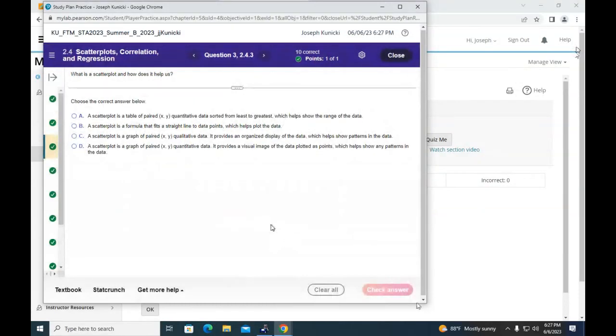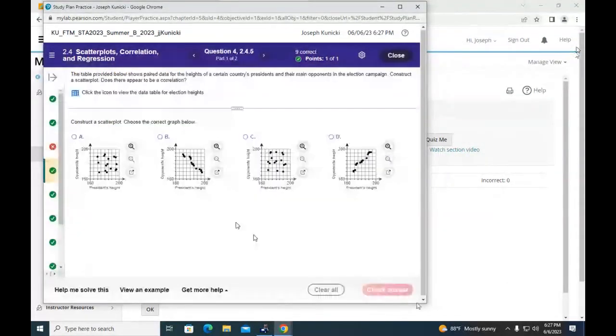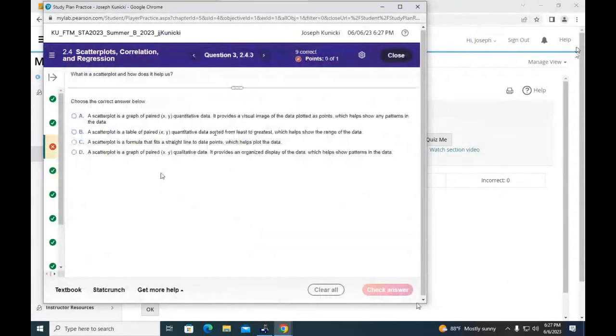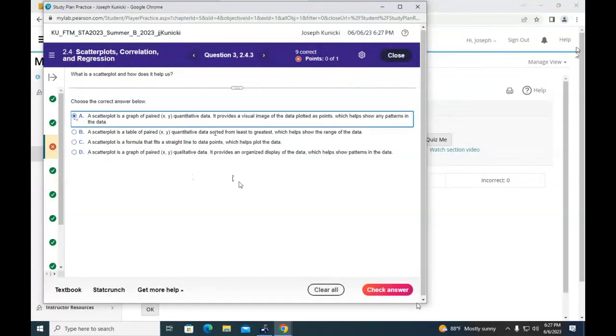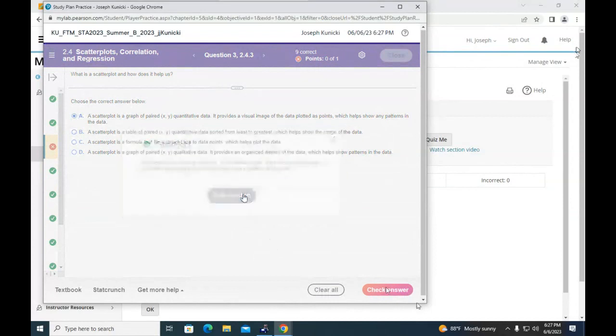What is a scatter plot? How does it help us? Okay, so we did it. The scatter plot is a table of paired x, y values. It provides an organized display which helps to show patterns. Oh, wait a minute. Let's go back to it. Okay. Helps show any patterns. There you go. I read the wrong one. It's a visual image of the data points. That's what a scatter plot is.